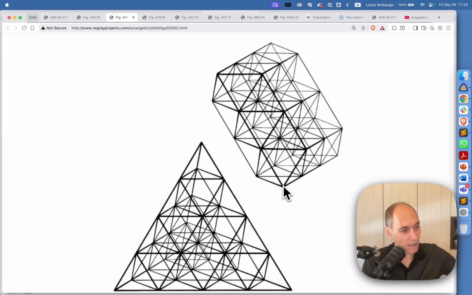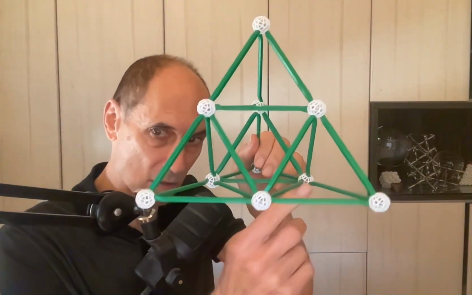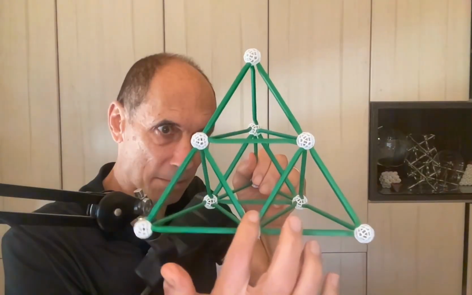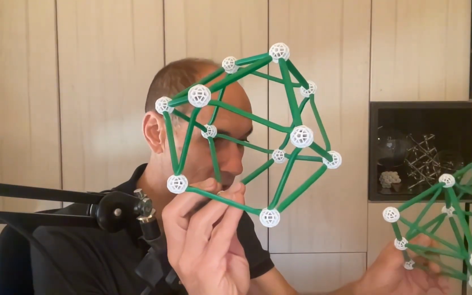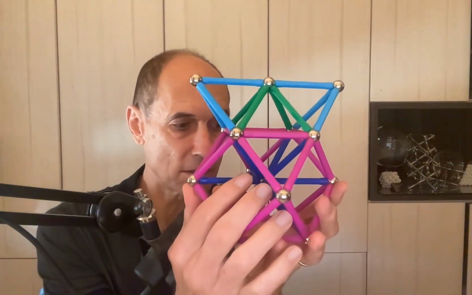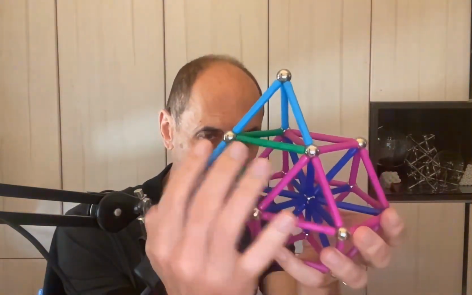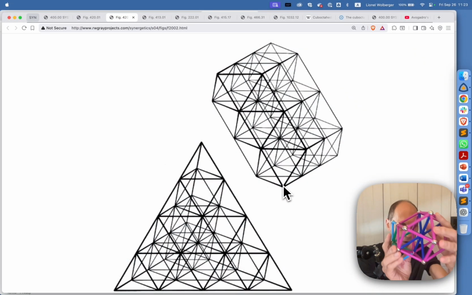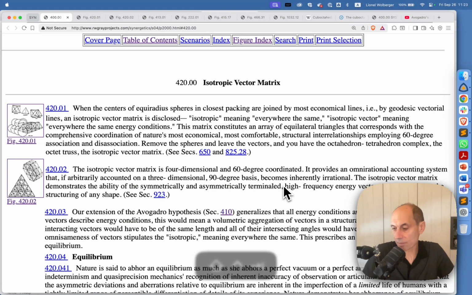It's a little harder to see, so it helps to have a tetrahedron double in size, two struts making up each length, and then you get an octahedron in the middle, and the cuboctahedron. And what can really help is to have a way of seeing one emanating from the other, and so that's what this model shows. Here's the cuboctahedron, and then there's a tetrahedron emanating here, and that's what we're going to be covering. And we're going to call all of this the isotropic vector matrix.